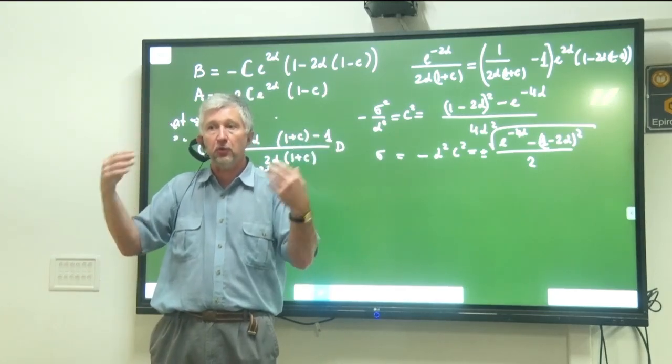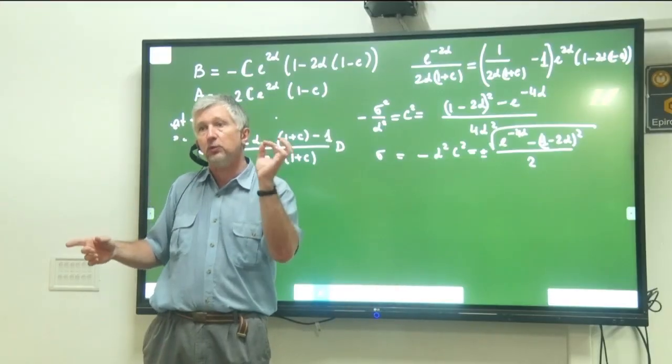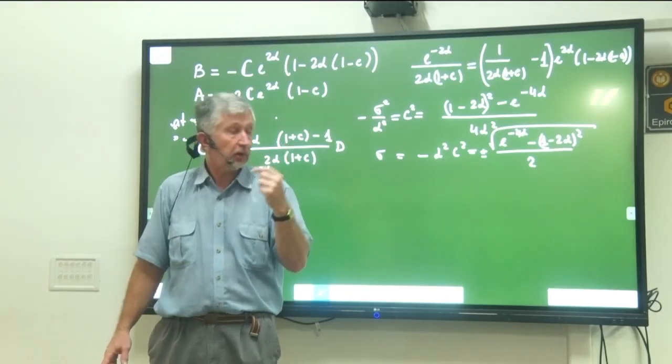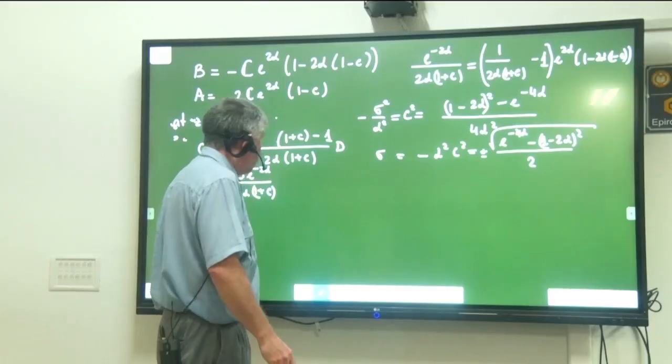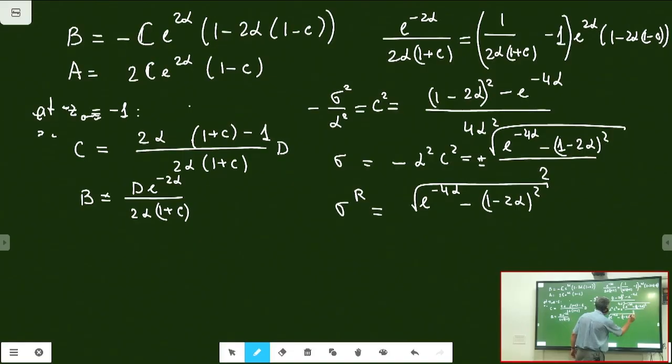Clearly here, we don't care about those ones who die, right? So we do not see them, so they will just disappear. Even if they are there, they will disappear. But the ones which are there to grow, that's what is of interest. Is that clear? So therefore, we are interested in the case when sigma r is equal to e to the power minus 4 alpha minus 1 minus 2 alpha squared, square root of that, divided by 2, taken with the plus sign. Okay? So that's what sigma is, and from here, of course, you will be able to find what c is.